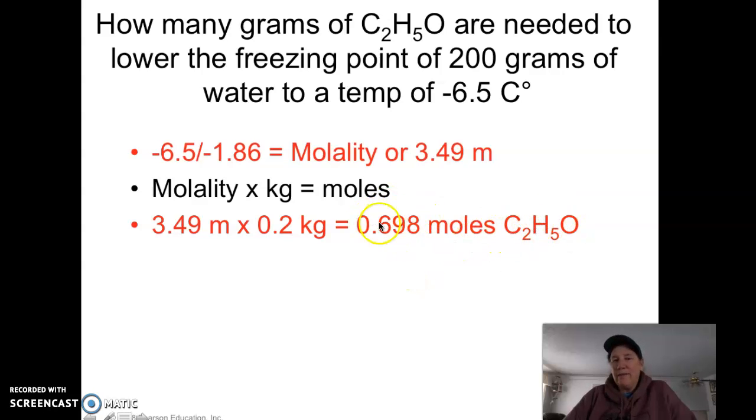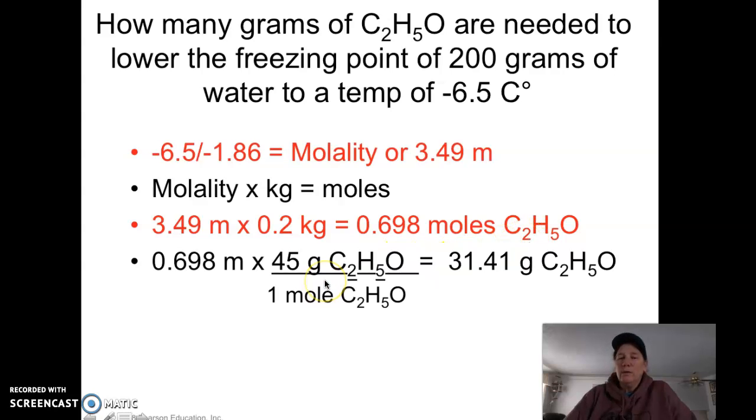All right, again, I don't have a mole meter, so I need to change this to grams because that I can weigh out. So take 6.98 moles of C2H5OH. Its formula mass, what it weighs, is 45 grams per mole. So multiply them and I get 31.41 grams. This I can measure out. So if I put 31.41 grams of ethanol on the scale, measure it out, add it to my 200 grams of water, and mix it up, now instead of freezing at 0, like water normally does, it has to be negative 6.5 for it to freeze.